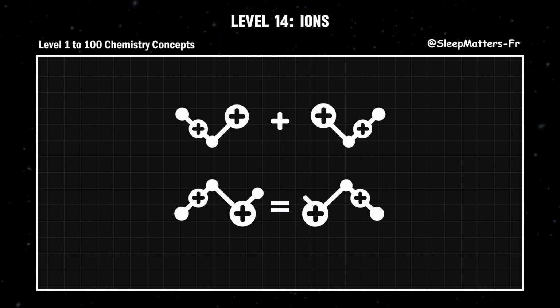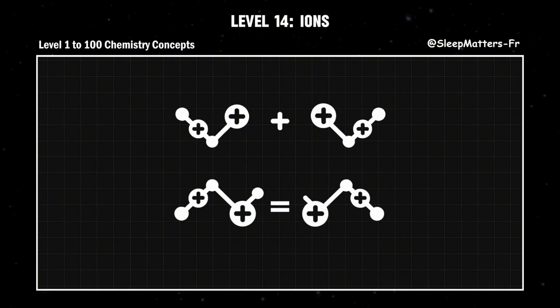Think of an ion like a person who has borrowed or lost something valuable. A sodium atom normally has 11 electrons, but if it loses one, it becomes a positively charged sodium ion. It is now incomplete, eager to bond with something else. Chlorine is the opposite. It has 7 electrons in its outer shell, but wants 8. When it gains an extra electron, it becomes a negatively charged ion.